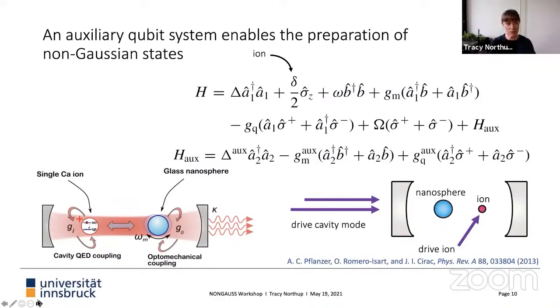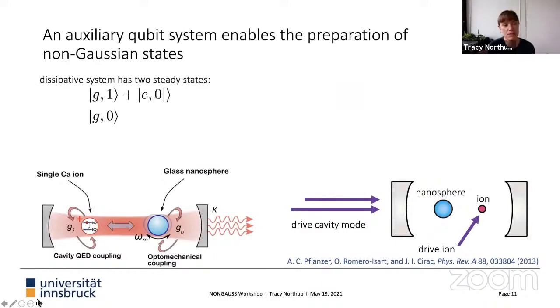And so what this proposal shows is that you can look, in a dissipative regime, at the states that are prepared. It turns out that when you consider it as a dissipative system, that is, you simply turn on these different drives, in the right parameter regime you can find two steady states.